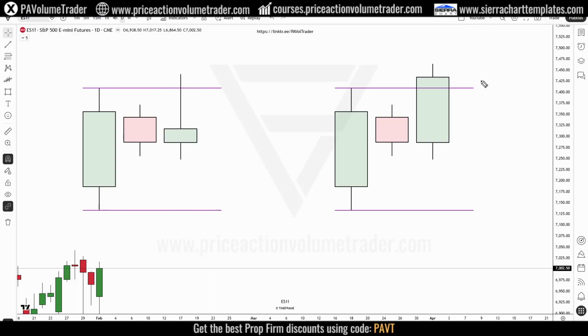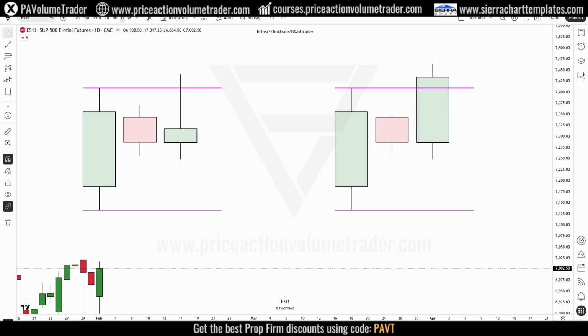The next scenario is the continuation scenario, and that's simply that on the next day or the third day candle, we have a confirmed candle close through the high or low of the inside day pattern, and then this is a sign that we're going to keep the bullish momentum and trend pushing to the upside.